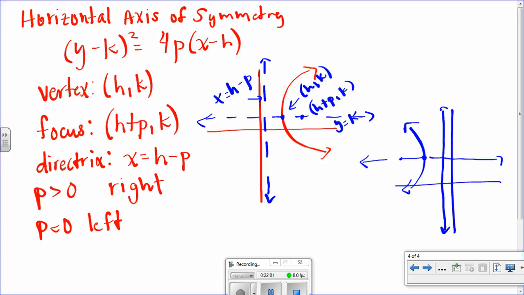Now why would this one go further to the left, even though I added it? Why would it make it go further to the left? Because there's less than, right, because I'm adding a negative. So this one's going to open this way. Right.